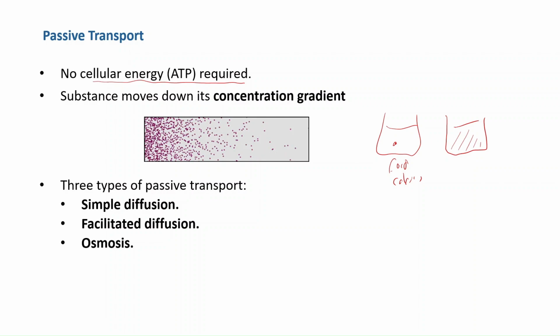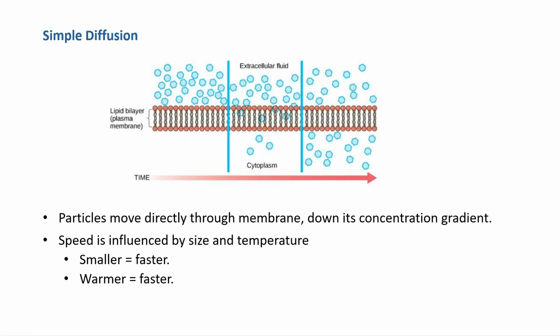There are 3 types of this passive transport. Can be simple diffusion. This is the case we saw in there. It just happens. Facilitated diffusion means that it needs help. And then osmosis, that's going to be movement of water. And let's look at each one.